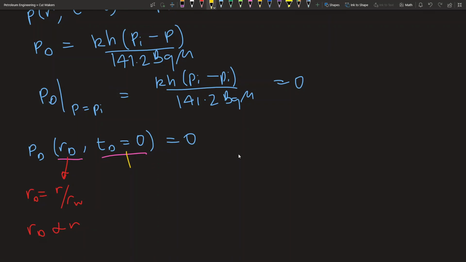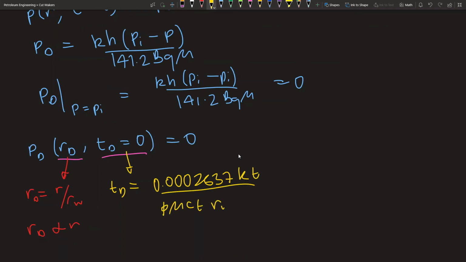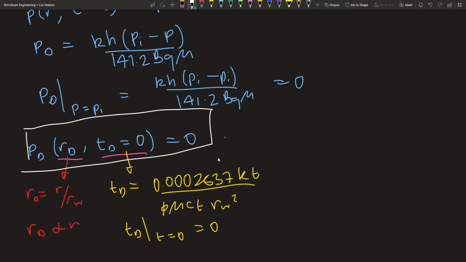Okay, and how do we know that t sub d is equal to 0? So let's recall the definition of dimensionless time. That definition is a constant, 0.0002637, times kt over phi mu c sub t r sub w squared, and when t is equal to 0, t sub d is simply 0. So this condition is justified. Alright. So this is the initial condition.